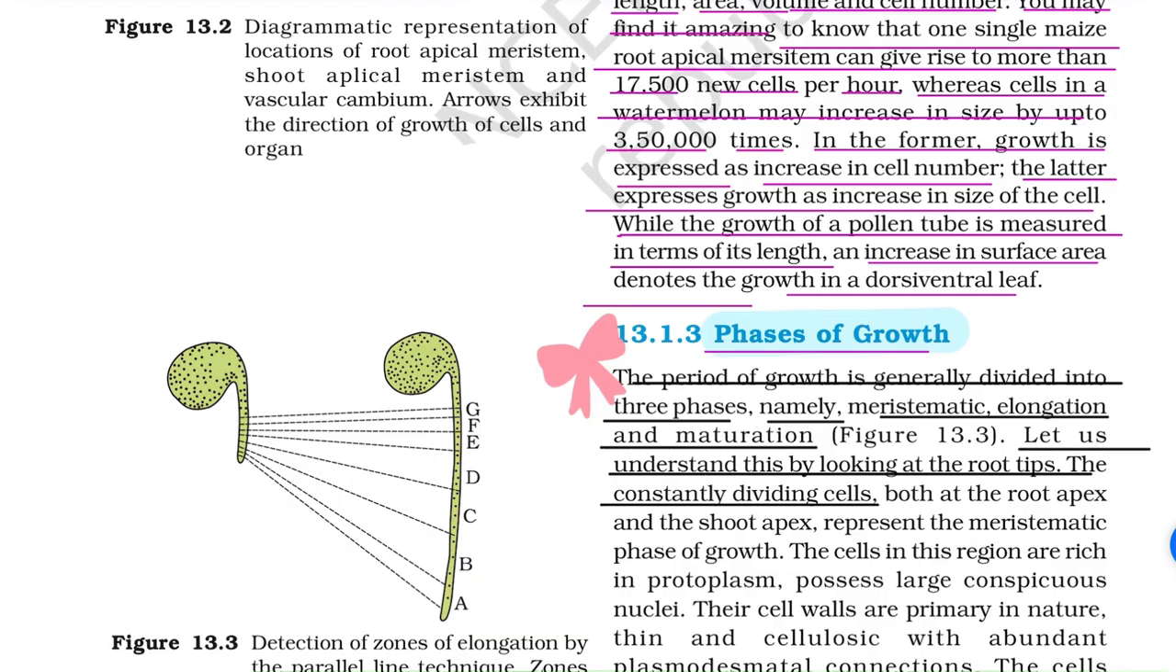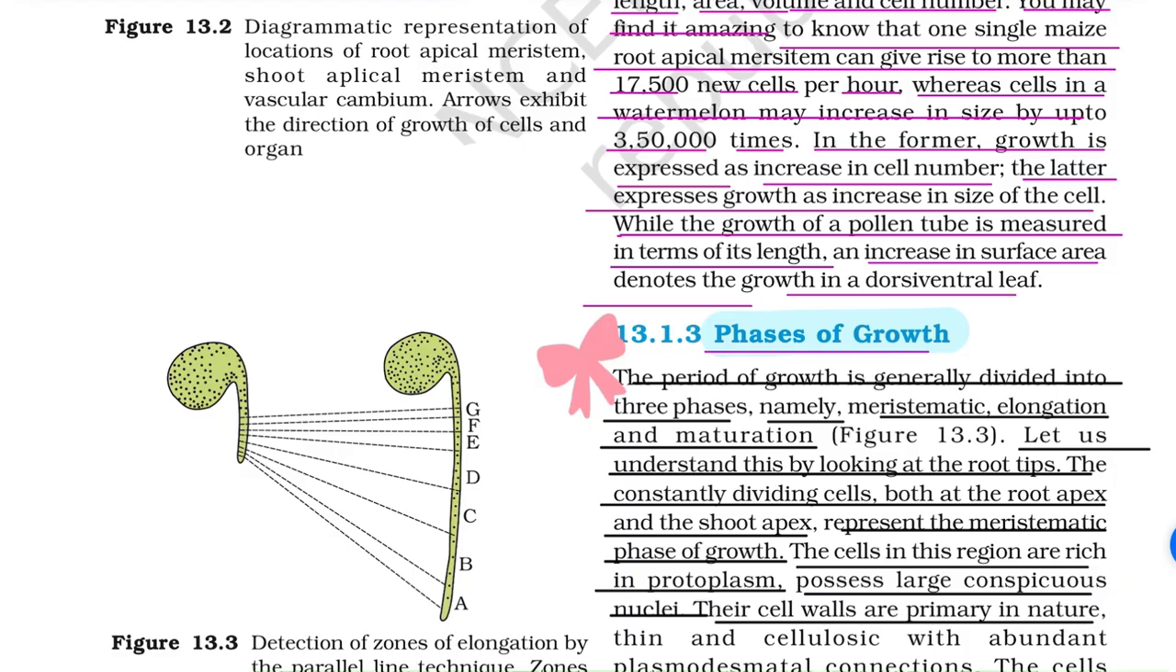The constantly dividing cells both at the root apex and the shoot apex represent the meristematic phase of growth. The cells in this region are rich in protoplasm and possess large conspicuous nuclei. Their cell walls are primary in nature, thin and cellulosic, with abundant plasmodesmatal connections.